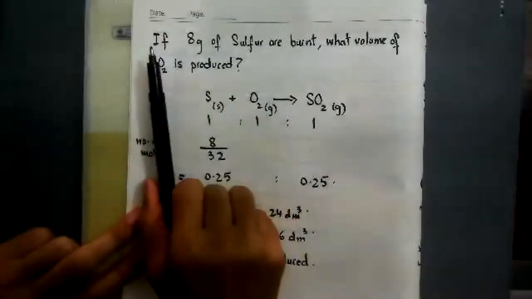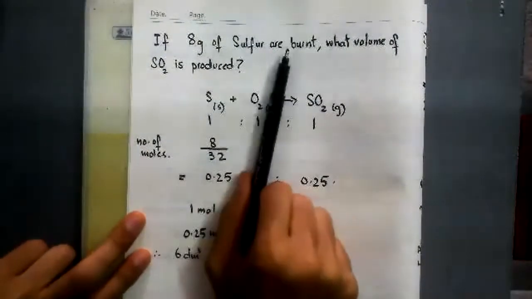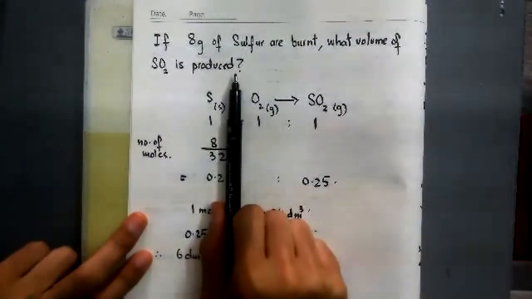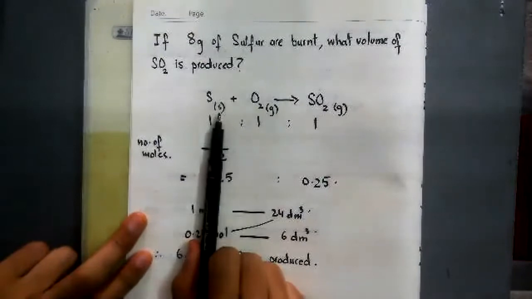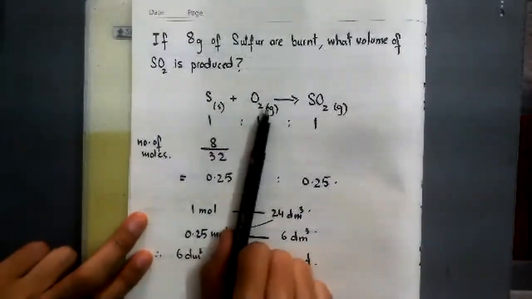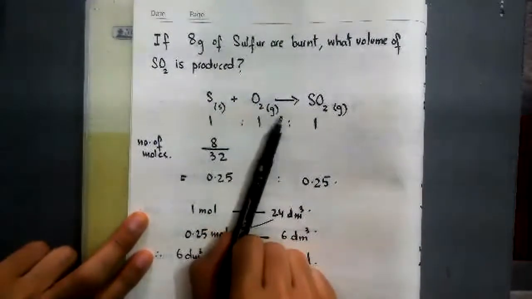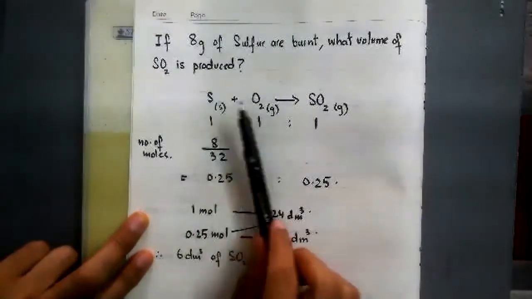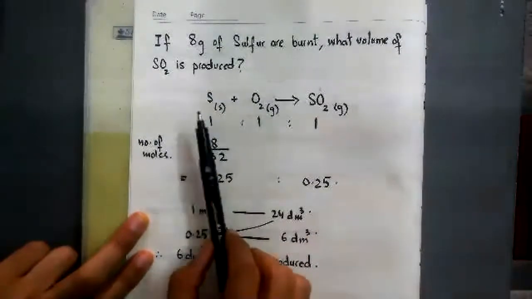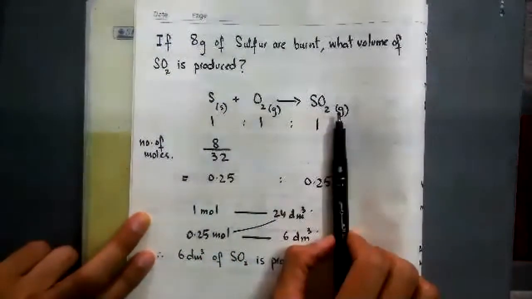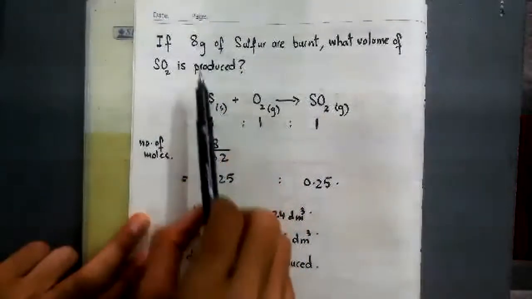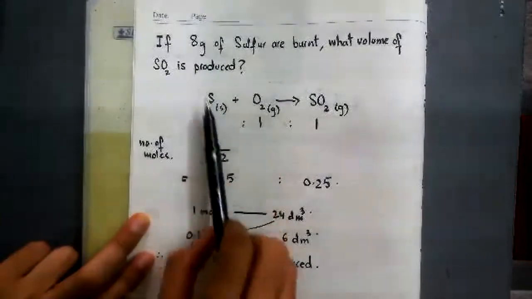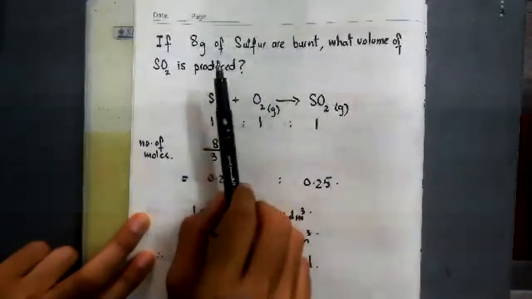Okay, the question is, if 8 grams of sulfur are burned, what volume of sulfur dioxide is produced? So sulfur is a solid, a yellow powder, burning in oxygen. Oxygen is a burning gas, producing sulfur dioxide, which is a gas. According to this balanced chemical equation, the molar ratio is 1:1:1. The question has given us information regarding sulfur only.